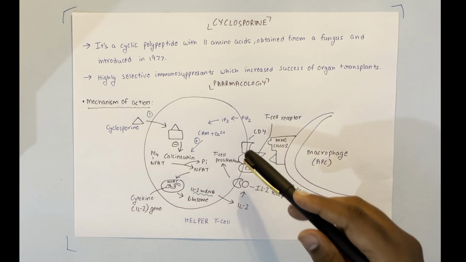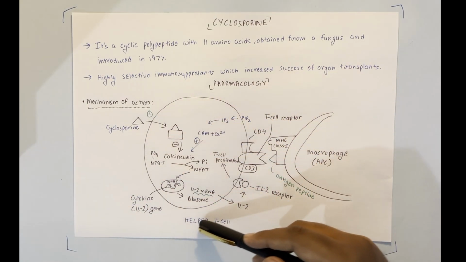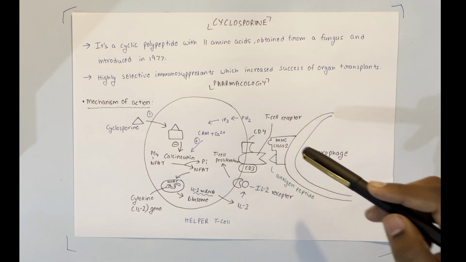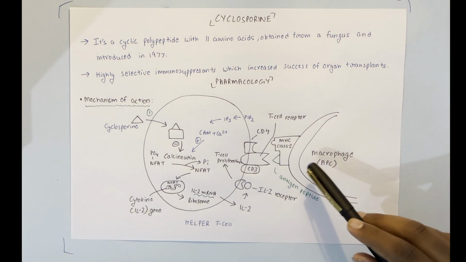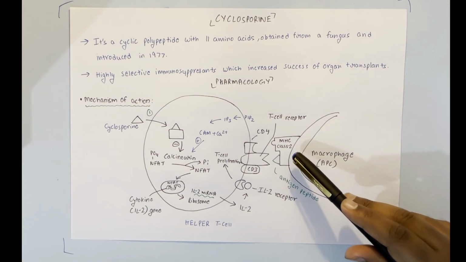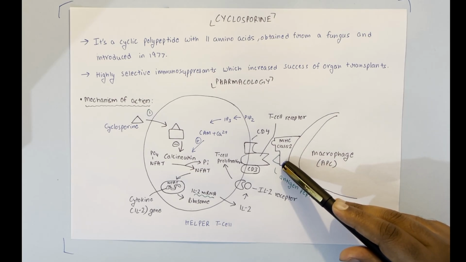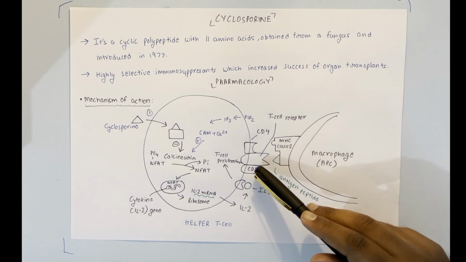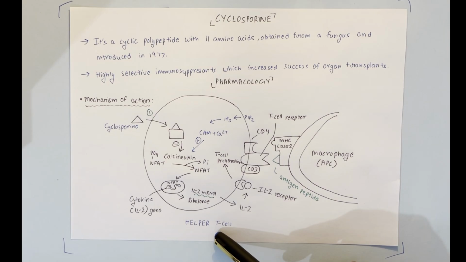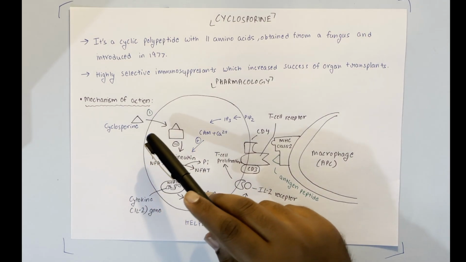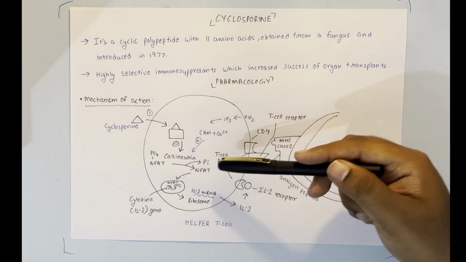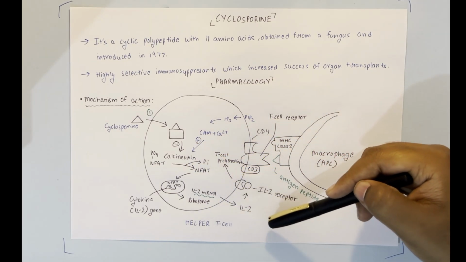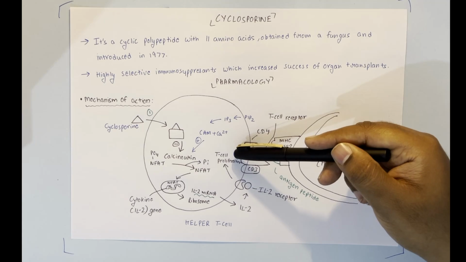Pharmacology. First is mechanism of action. In this diagram we have a helper T cell, and on the right hand side a macrophage antigen presenting cell. Macrophage APC is coupled with the molecule of MHC class 2, which bears an antigen peptide molecule, which is going to be presented to the T cell receptor present on the helper T cell. Now cyclosporine enters the helper T cell and inhibits the protein calcineurin, which stops the further cascade of processes which leads to T cell proliferation.